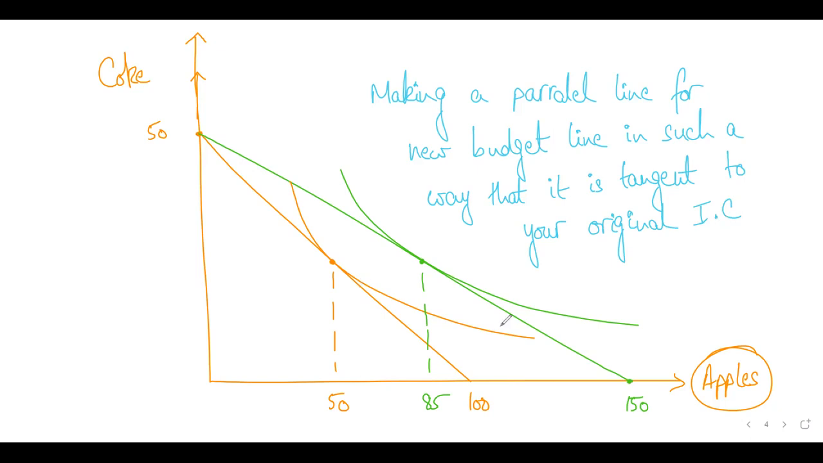Okay. Now, what is your original indifference curve? The orange one. And what is your new budget line? This green one. So I'm making with this blue, I'm making this parallel budget line in such a way that it would be tangent to your original indifference curve, right? Just a second.